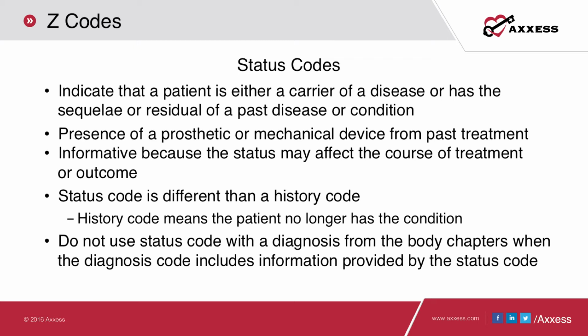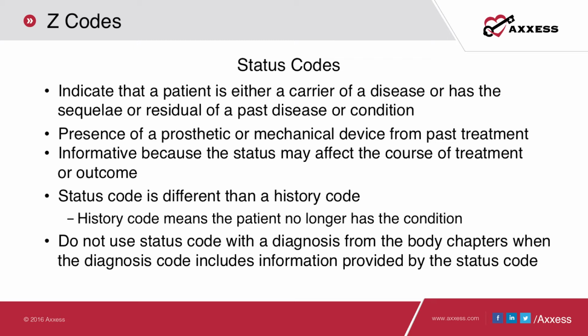These codes are informative because the status might actually affect the course of treatment or outcome. And quite often, for example, if you have a patient who has a mechanical heart valve, they need blood thinners, and those blood thinners require long-term anticoagulation, which can certainly affect the care that you provide. A status code is different than a history code in that a history code means the patient had a problem and they no longer have that condition.